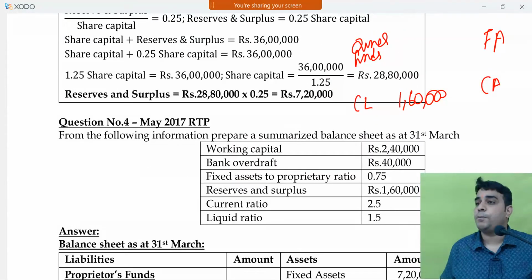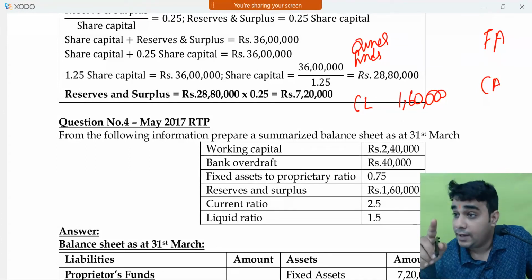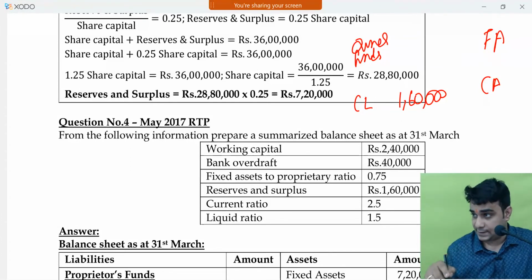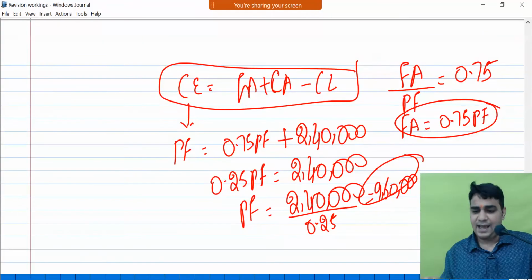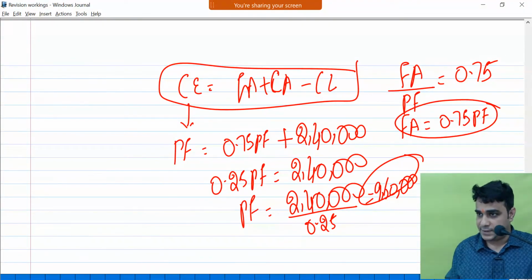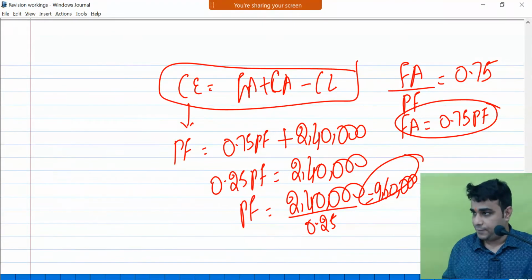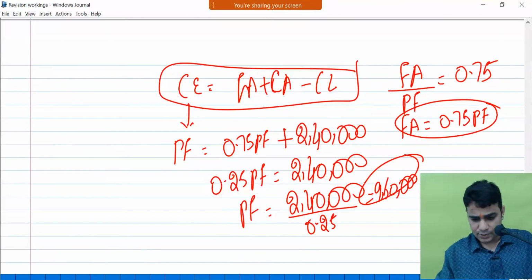Fixed assets to proprietary ratio. The normal formula for proprietary ratio is proprietor's funds by fixed assets. Here they have specifically mentioned to take it as fixed assets by proprietor's funds. So I do this, and I get to know this is 0.75.